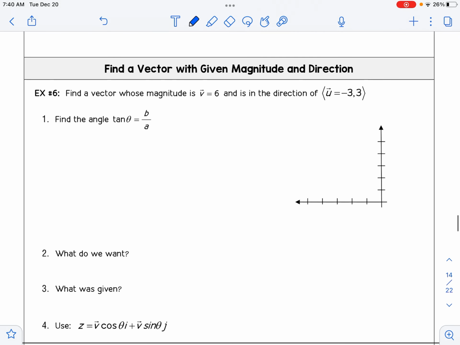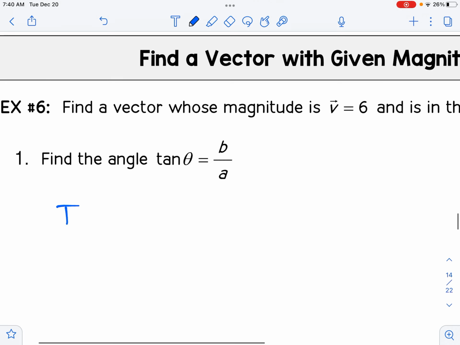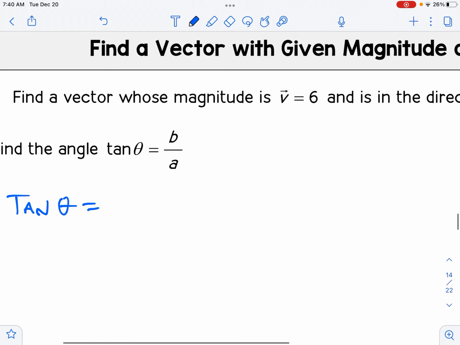All right, find a vector whose magnitude is 6 and the direction is negative 3, 3. So they're not telling us where the actual terminal point of the vector is, they're just saying it's going in that direction. So to do that, we would have to use the tangent value here. So tangent of theta is going to equal my y component, which is 3, over my x component, which is negative 3.